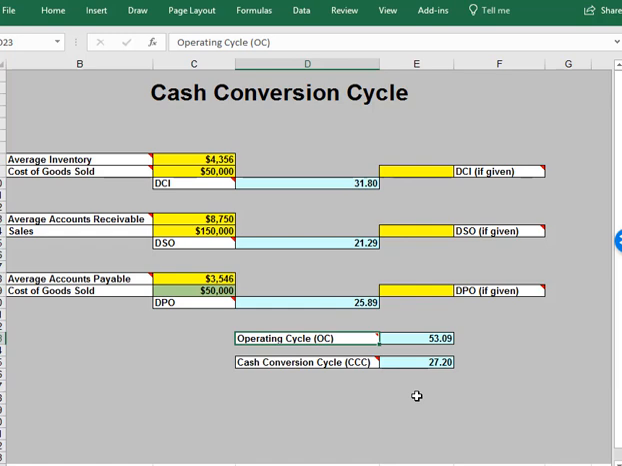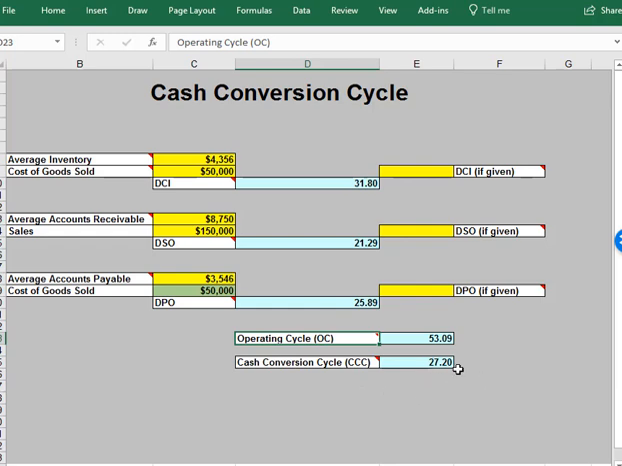If the number becomes too negative, though, that implies that it's taking us a very long time to make payment on our payables. So a little negative is okay. As this number gets more and more negative, it could be indicative of slow payment on behalf of the company. So again, that's the cash conversion cycle.